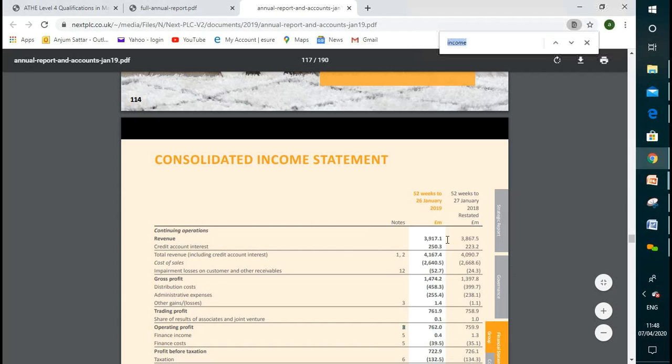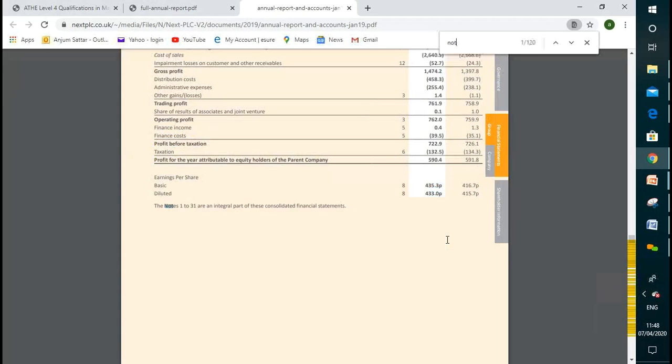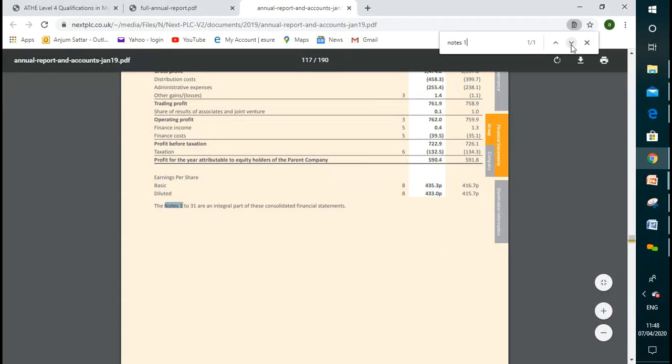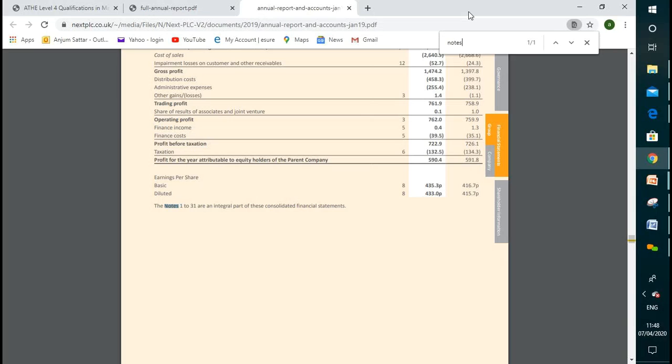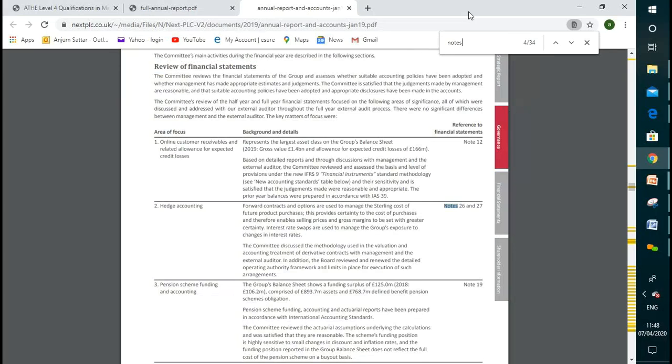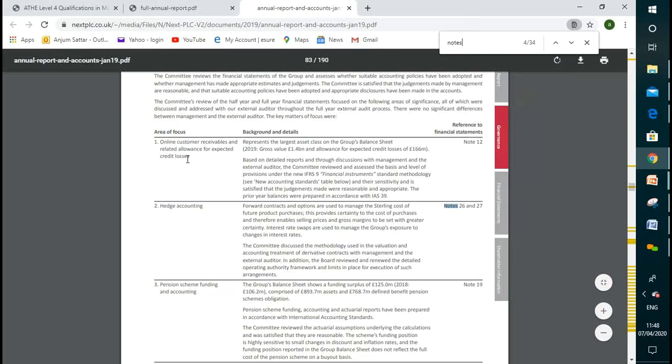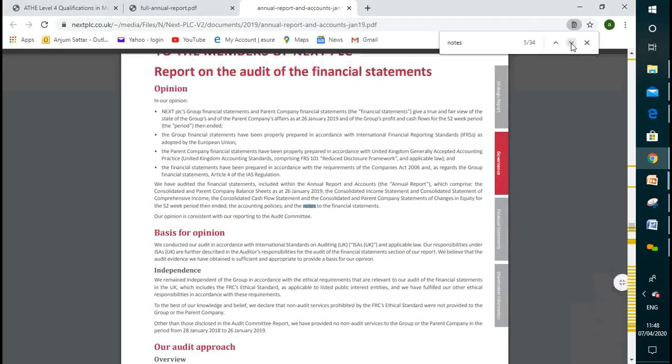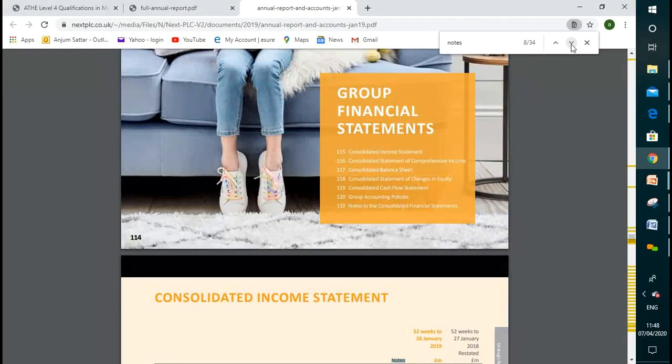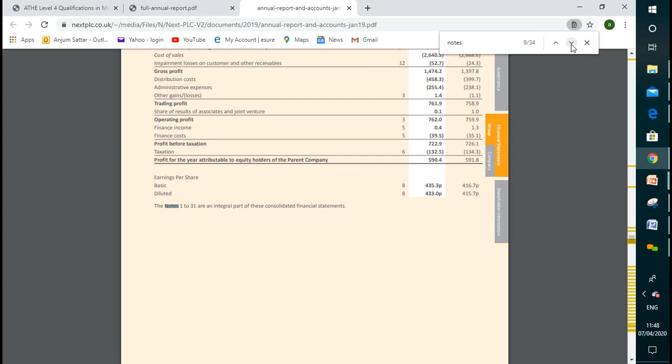So if I go back, I'll type here note 1. So we can go through the notes. You will see in note 1 online customers and receivables, and areas that need hedge accounting. These are the notes we've been given, so we can read all of them, and we can get a better understanding of the company.